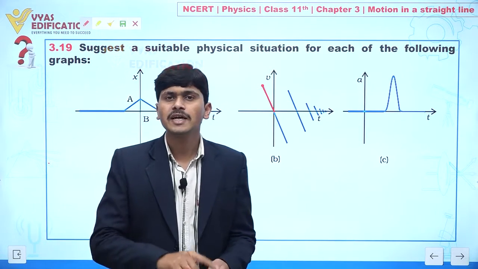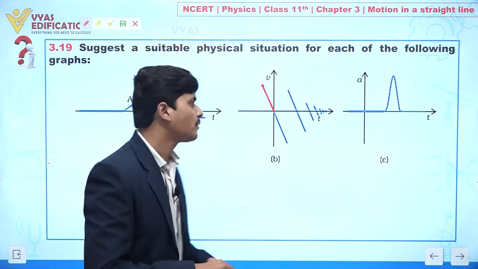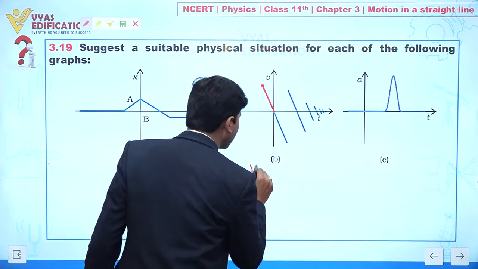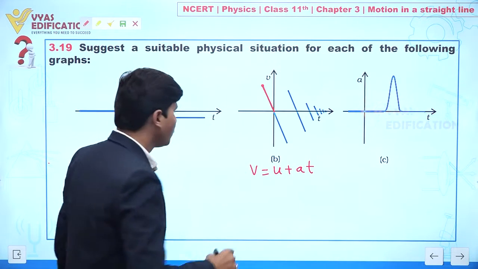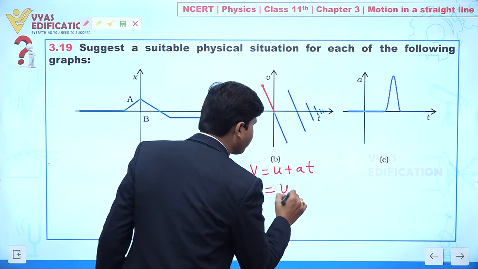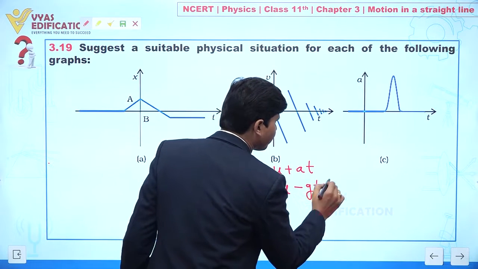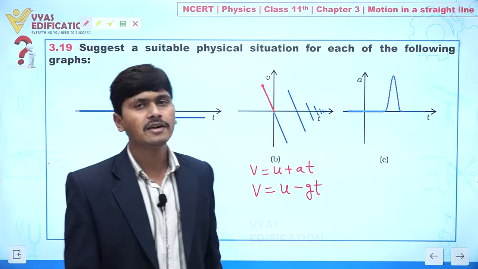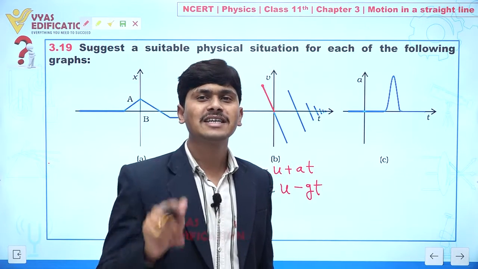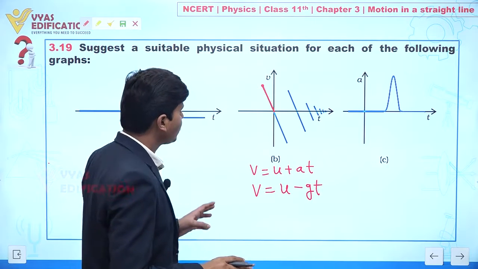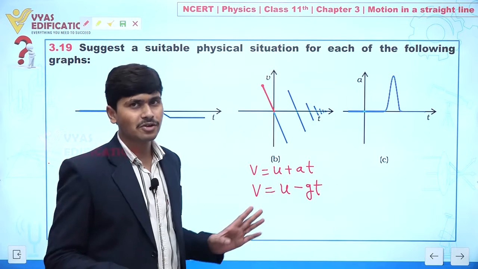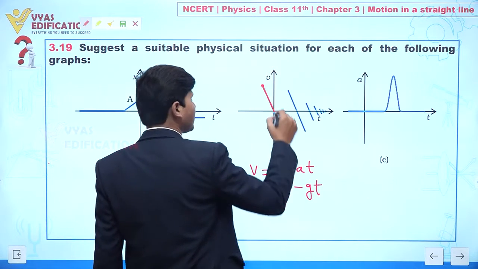We are throwing a ball in a vertical upward direction, and if you write the equation of motion, you can write v equal to u plus at. In terms of time we write v equal to u minus gt, because acceleration due to gravity acts in the downward direction. So here we get a negative slope.